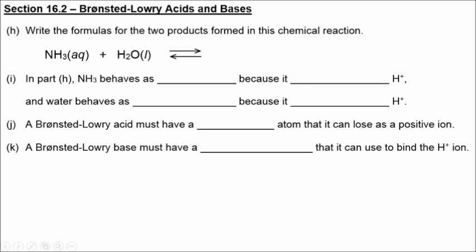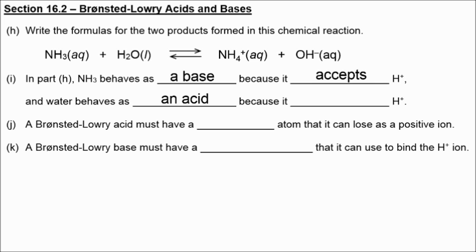Here we have a reaction between ammonia, NH3, and water. Ammonia will accept the proton from water to produce ammonium, and the water loses a proton to form the hydroxide ion. So ammonia behaves as a base, a proton acceptor, and water behaves as an acid, a proton donor. A Bronsted-Lowry acid must have a hydrogen atom that it can lose as an H+ ion, and a Bronsted-Lowry base must have a non-bonding lone pair of electrons that it can use to form a bond with H+.